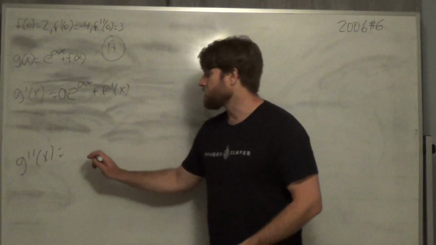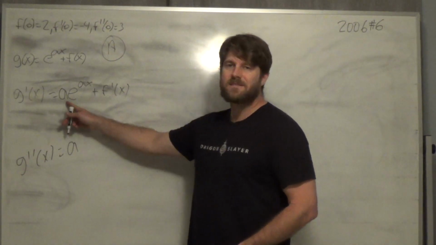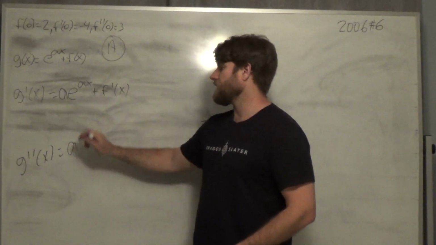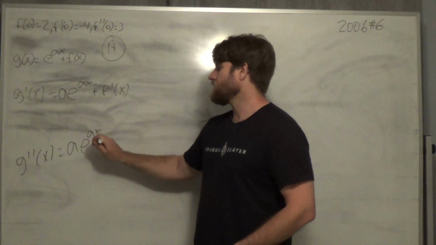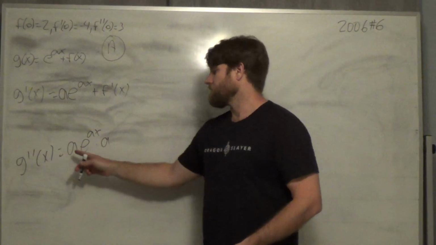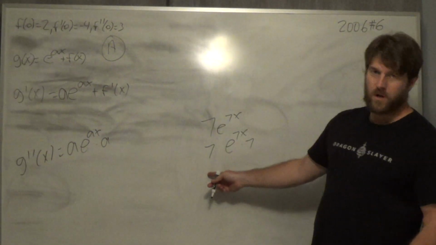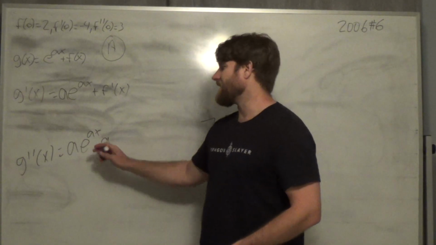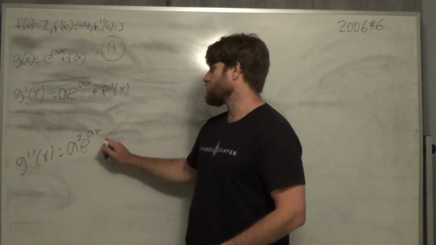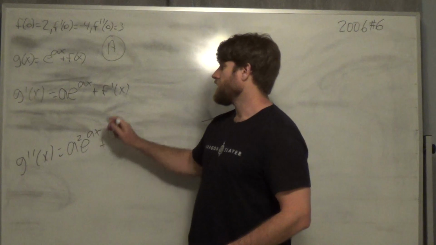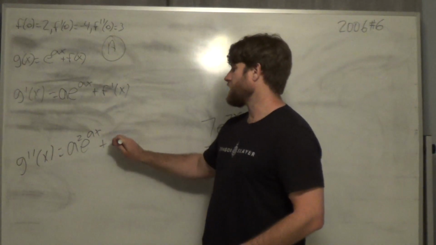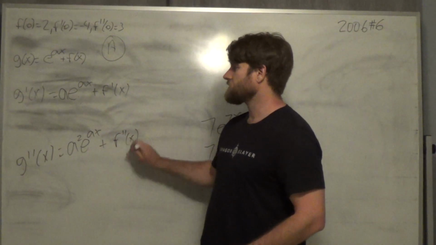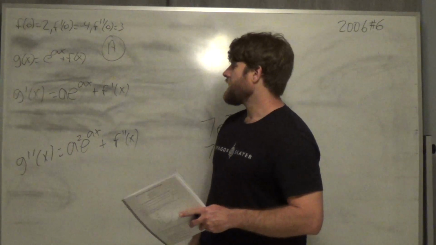Likewise here, if I take the derivative, the a is a constant multiplier, it just sits there, and the derivative of e to the u is e to the u times chain. Now, the 7 and 7 you'd multiply to give you 49, but if I have an a and an a, I'm just going to call it a squared. And then the derivative of f prime x is f double prime x.